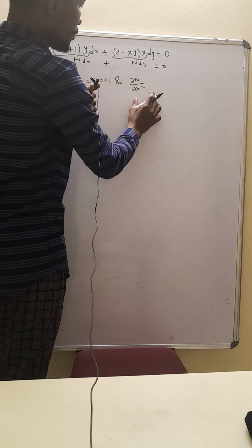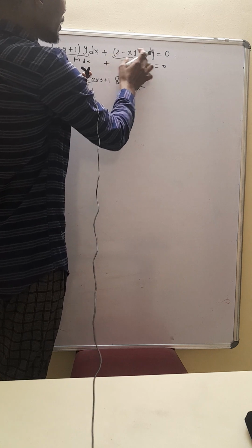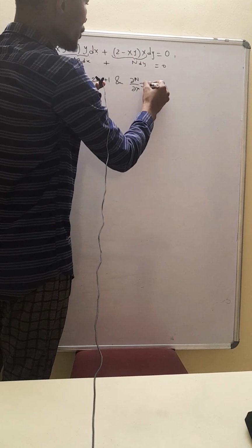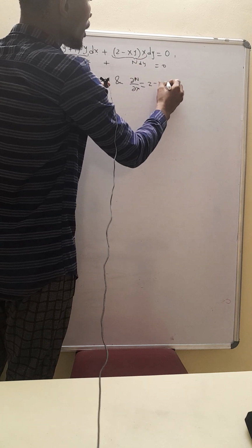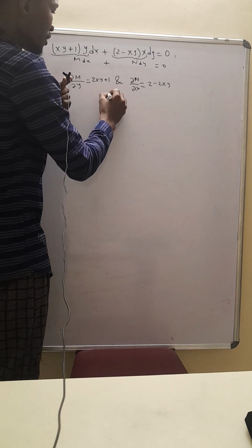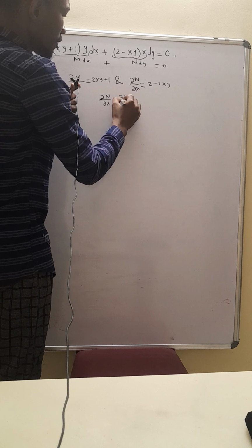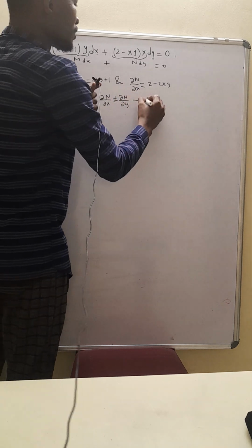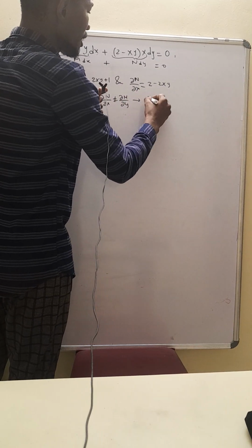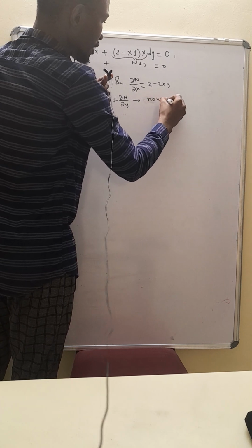Now, if you differentiate this one with respect to x, what will it be? 2x minus x squared y, so it will be 2 minus 2xy. Surely these are different. If they are different, then it is not exact. It is a non-exact differential equation.